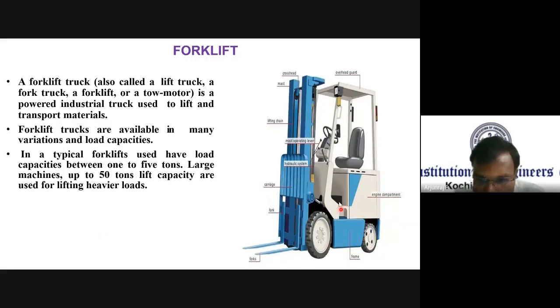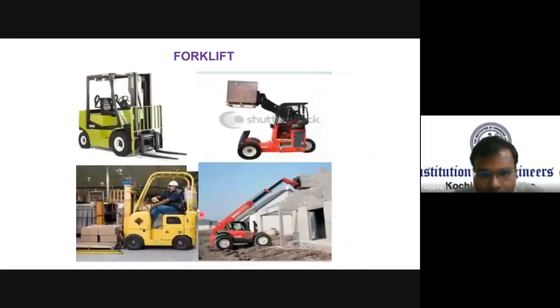And again, this forklift is available in different load capacities. A forklift has a load capacity between 1 to 5 tons. And sometimes the large capacity forklift machines can go up to 50 tons capacity as well, which are used for lifting heavier loads. These are the different types of forklift that are used for industry purposes. Accordingly, you can also use it for roads and bridge construction as well.